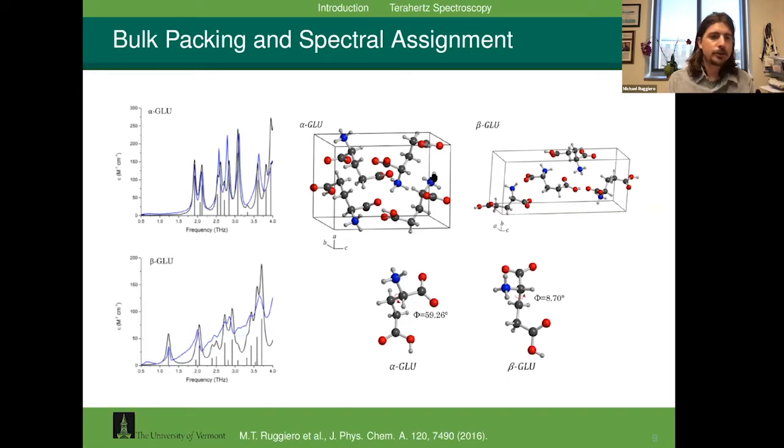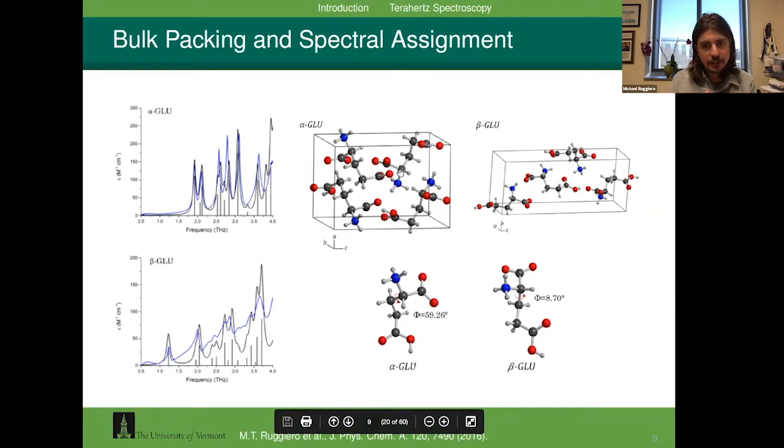It's the basis for MSG. It's an amino acid. And I can go into the lab and go to the chemical supplier and buy glutamic acid. And that's what I get. I get a bottle of glutamic acid and it's a solid. But glutamic acid can actually form two different 3D structures, the same molecule, but it can pack differently. And that's what's shown here. There's an alpha form and a beta form.